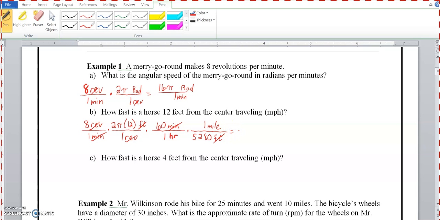What we have to do is take 8 times 2 times 60 times pi, take all those numbers on top, multiply them, and then divide that by whatever these are multiplied together, which happens to just be 5,280. So if you take all the numbers on top, divided by 5,280, let me find what that is. That is 6.85 miles per hour.